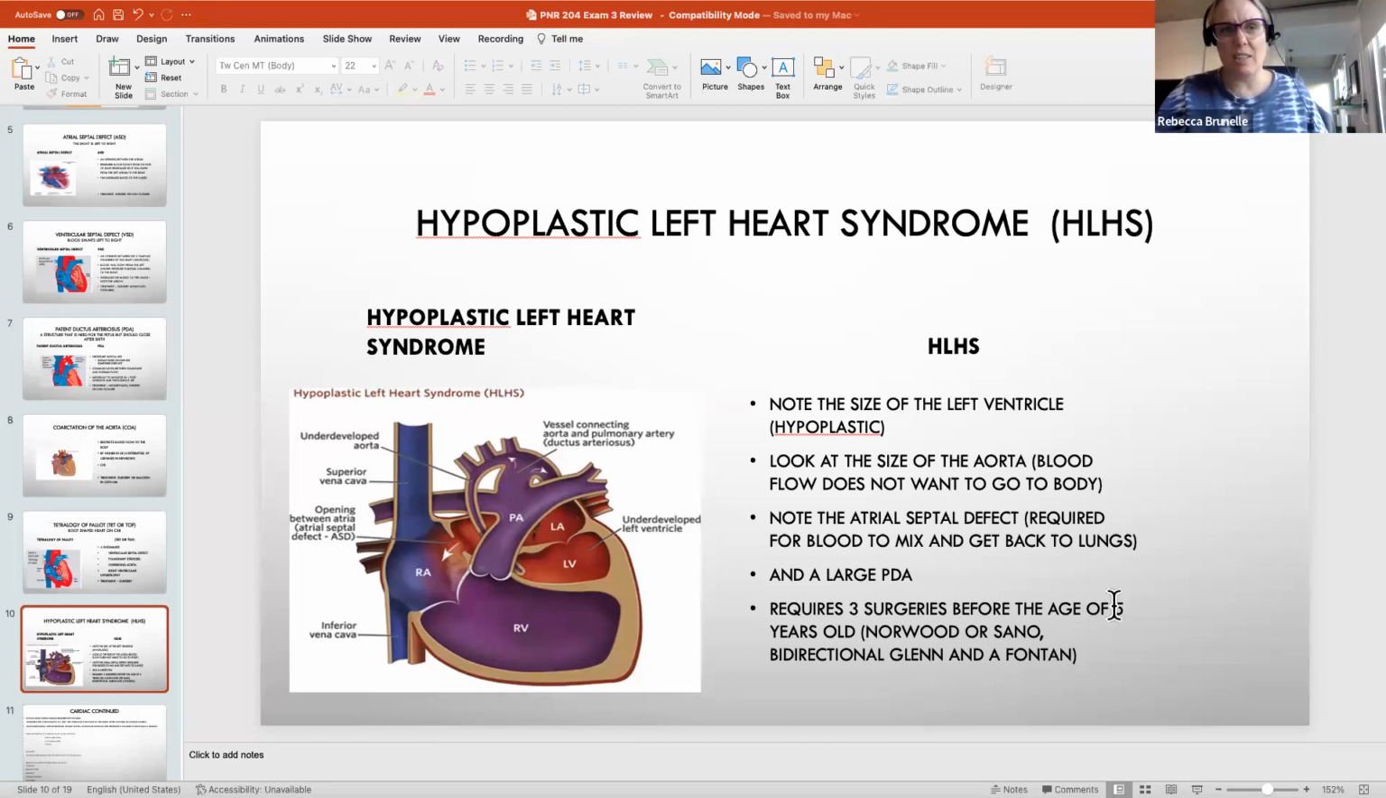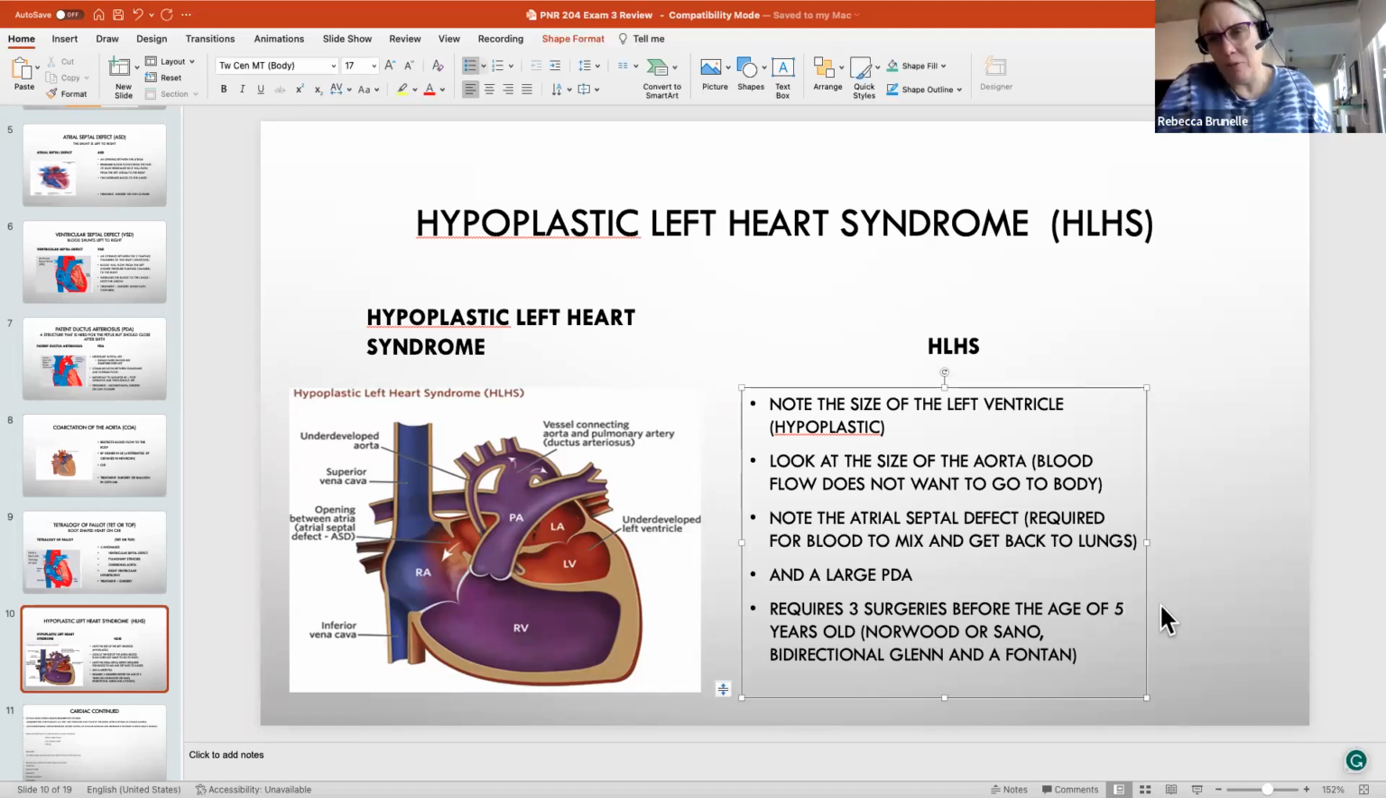It's honestly a sad diagnosis. These kids, it depends on the center, but a lot of them die in infancy, even if they get their surgery. So it's hard.